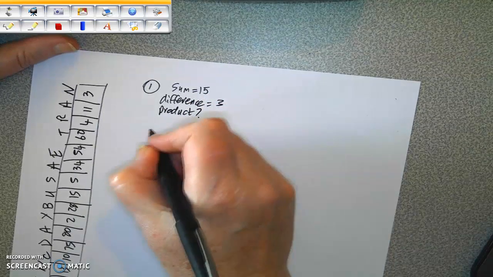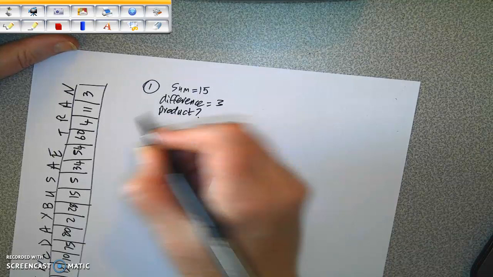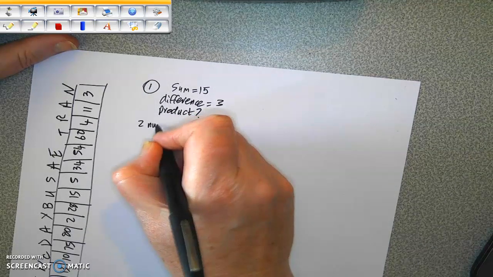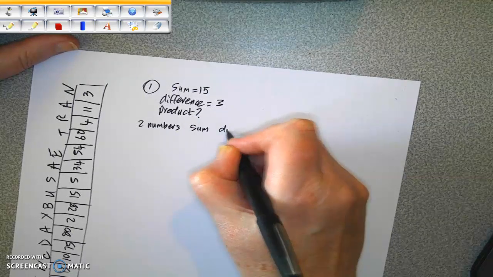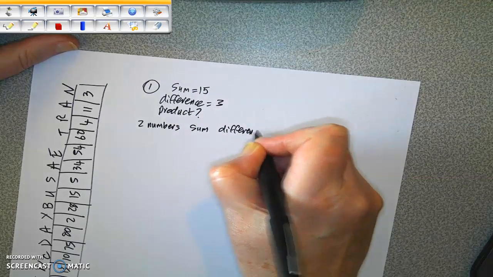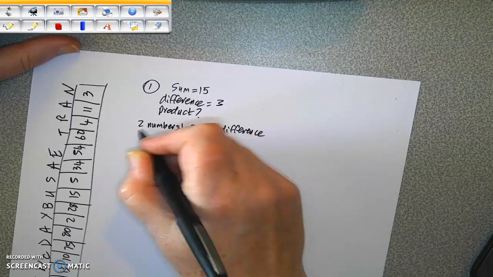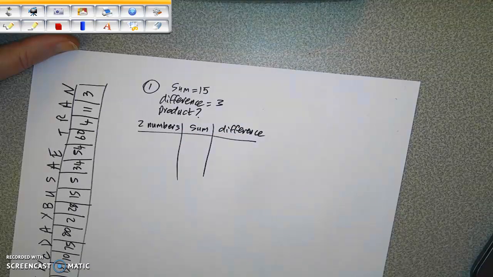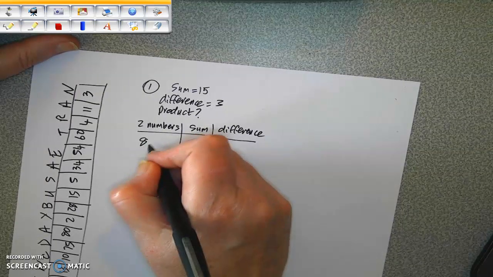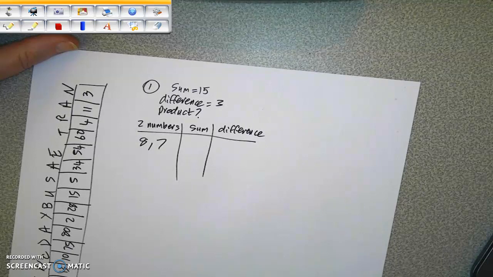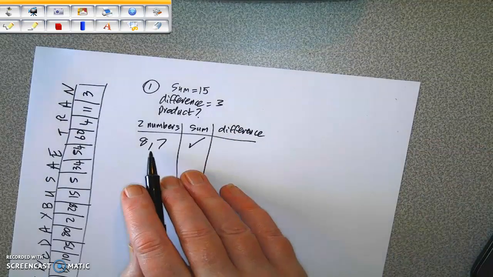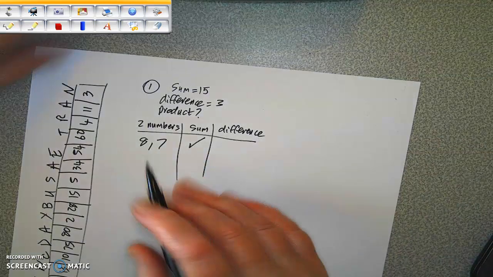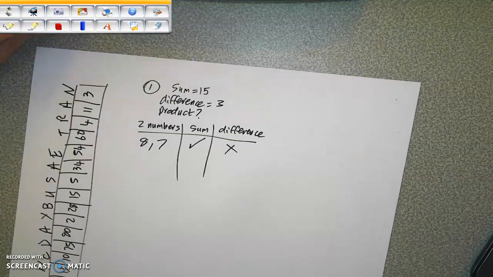Okay, so here's what we're going to do. Set up a tiny little chart. It doesn't need to be big, but just set up a little chart like this. And guess 2 numbers. So I'm going to start by guessing 8 and 7, because I know they add to 15. But the difference means subtract. So the difference is only 1. It's not 3. All right.